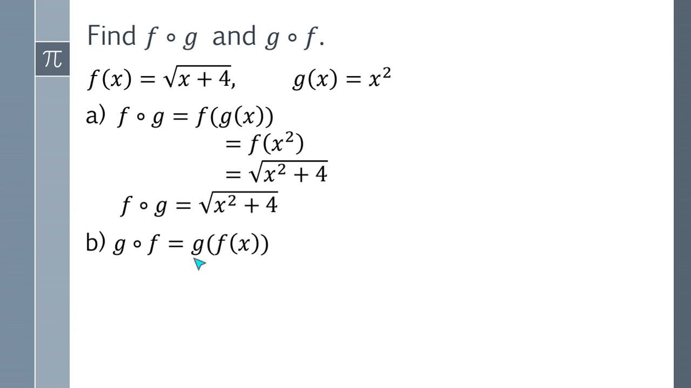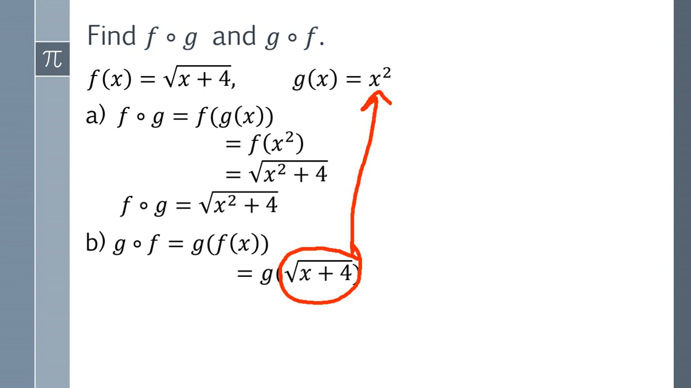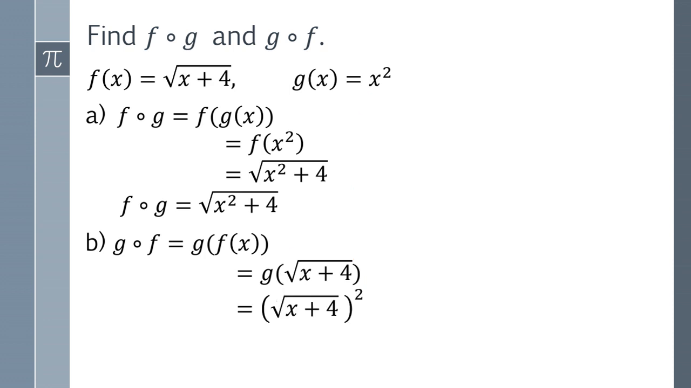And then g of f, we're going to do the same. F of x here is the square root of x plus 4, so I'm going to replace that. And now I have g of the square root of x plus 4. So I'm going to take whatever is in here, and I'm going to go to the function g and place it into the x. So now we have the square root of x plus 4 raised to the power of 2.